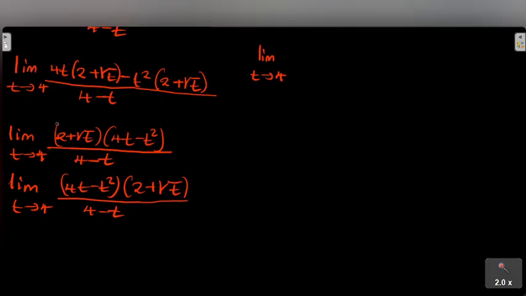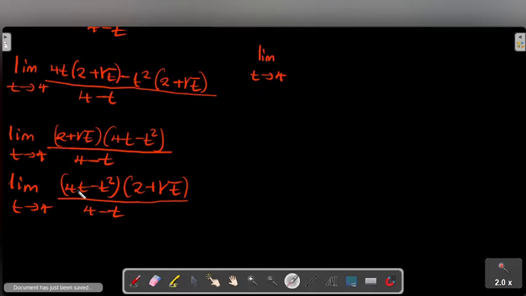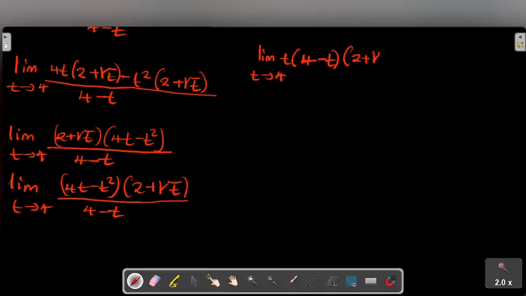Now for the first part, we factor out what is common, which is a t. When we factor out a t here, we remain with 4 minus t. Then here we have 2 plus root of t. Then we are going to divide this one by 4 minus t. That's what we are going to have.